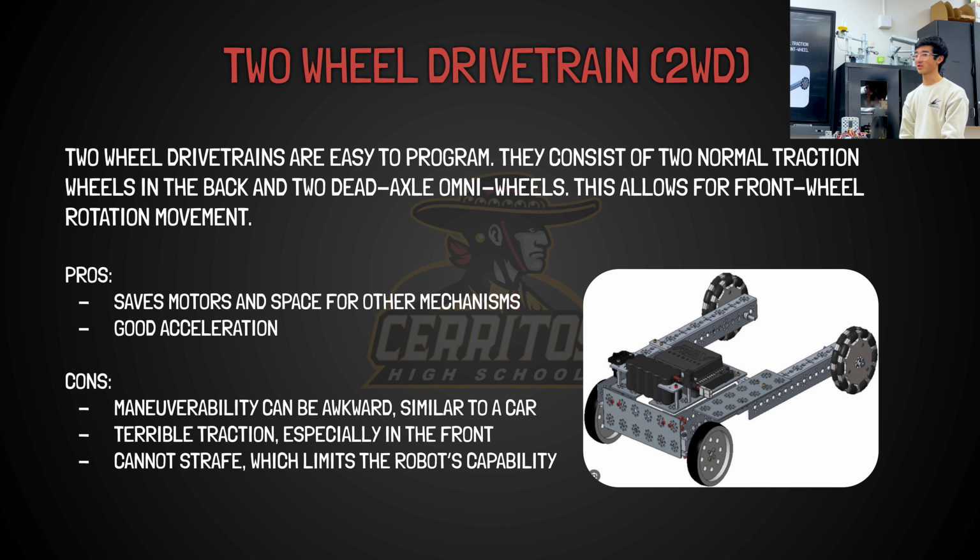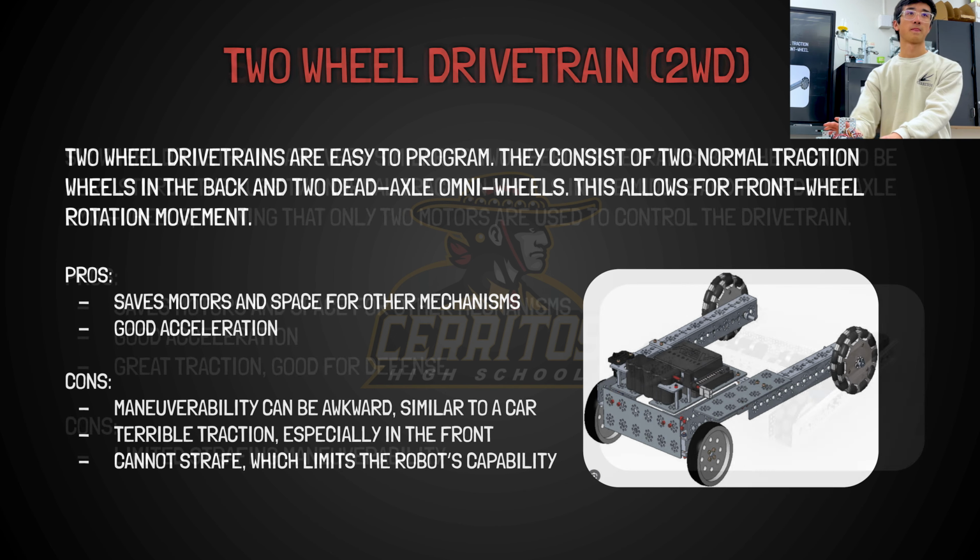maneuverability can be awkward, similar to a car. You know how in a car, only the 2 front wheels turn, right? Similar to this, it can only rotate and go forward or backward. It cannot strafe sideways. You can kind of hear what sound that makes. It can't go sideways. It has terrible traction because if you just bump it like this, I barely use any force and it already moved forward, which is bad if a robot's playing defense against you. And like I said, it cannot strafe, which limits the robot's capability.